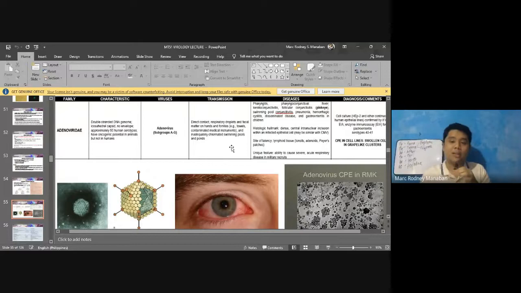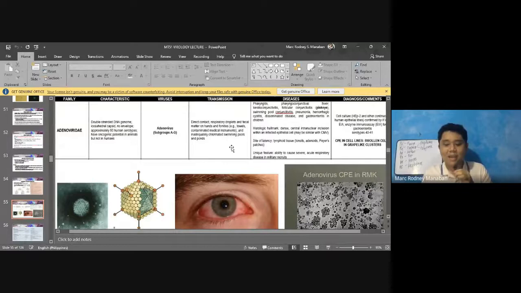All right, now for diseases, it can cause a wide range of diseases, but the most common is usually in the upper respiratory tract, no, pharyngitis, sore throat. Also, it can cause pharyngoconjunctival fever, meaning pharyngitis plus conjunctivitis or sore eyes. Now, very important is it can cause swimming pool conjunctivitis. It can also cause follicular conjunctivitis or also known as pink eye. Very important yun.